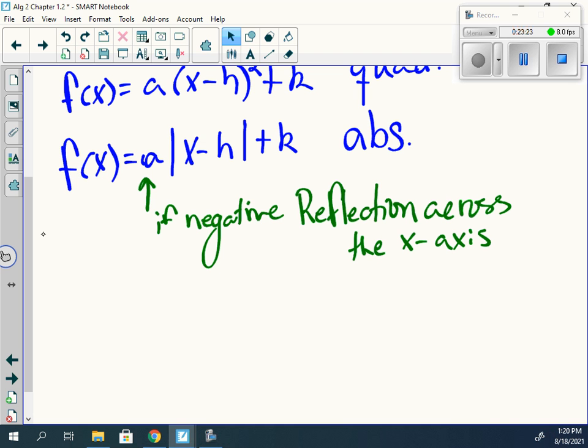Now, I'm going to put one other thing with this. We'll cover it in a little bit, because we noticed on some of the graphs already that we said they got narrower or wider. That is also dealing with this a value.